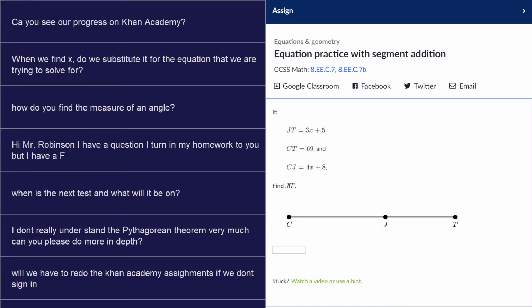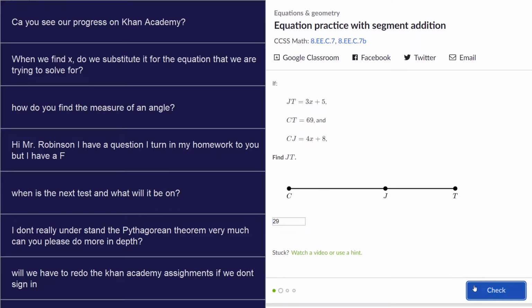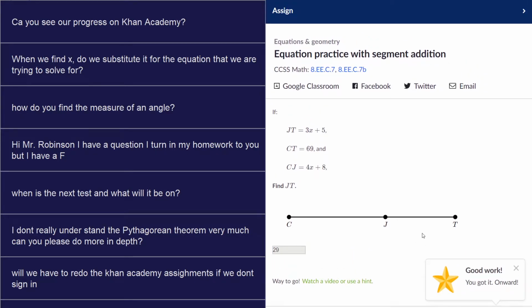When you get x equals 8, they don't say solve for x, they say find JT. But solving for x helps us find JT because this is the equation that we substitute x into. So yeah, once we find x, do we substitute for the equation we're trying to solve for? Yeah. 3 times 8, substitute it, is 24, plus 5 is 29. So I would know that this answer is 29 for this particular one, and then it's all squared away. So you substitute x in that case, and there's no other place that we really substitute after we solve for x.